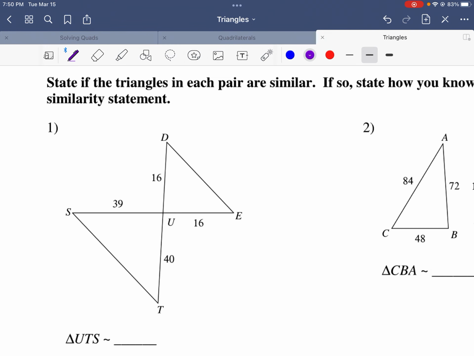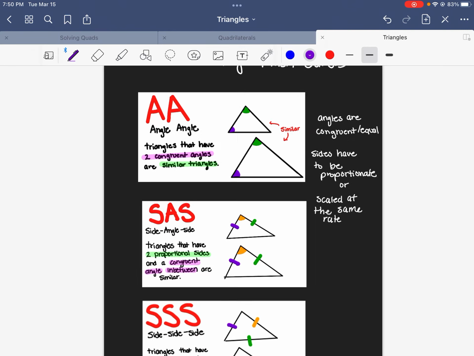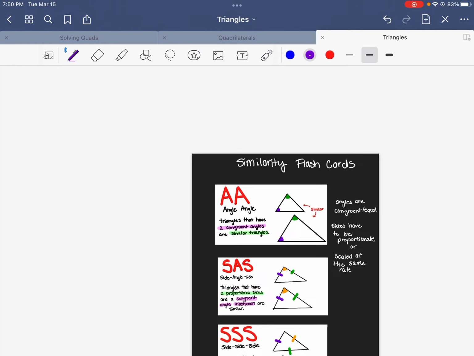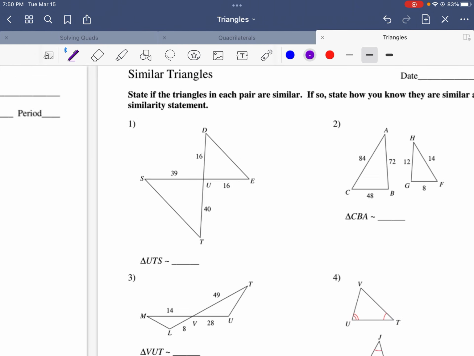So number 1, the first thing I'm going to do is check if any of my angles are congruent. Because if I have two angles that are congruent, then according to angle-angle, they are similar. And it's just the easiest one.